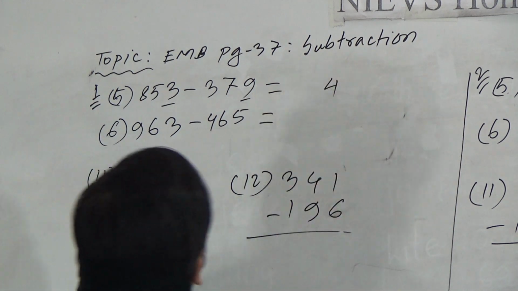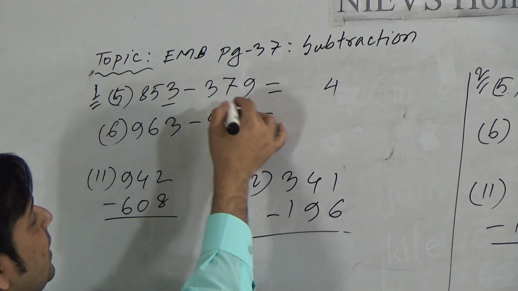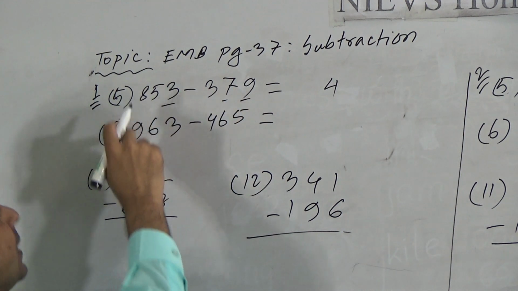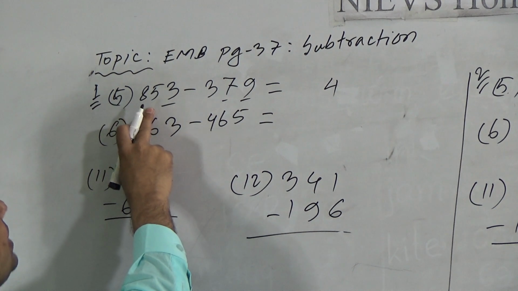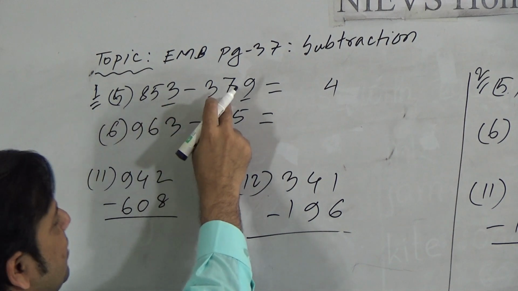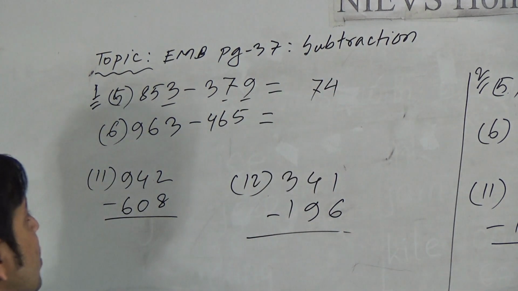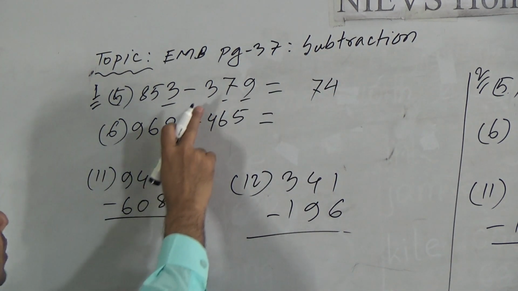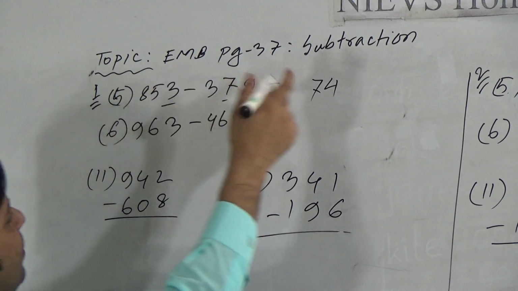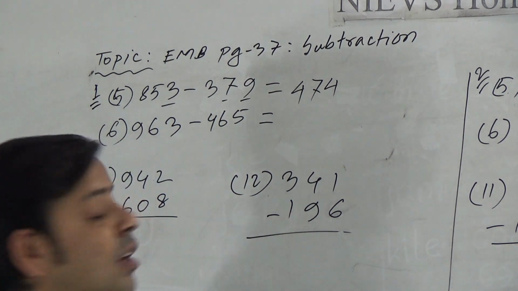As I have taken 1, we have to consider that one with 7. This will be 8. Now we have to subtract 8 from 5, but it's not possible as 5 is smaller than 8. So we have to consider again 1 with 5. This will be 15. If we subtract 8, this will be 7. As I have taken 1 again, we have to consider that one with 3. So now this will be 4. If we subtract 4 from 8, this will be 4. 474 is the answer of the first question.